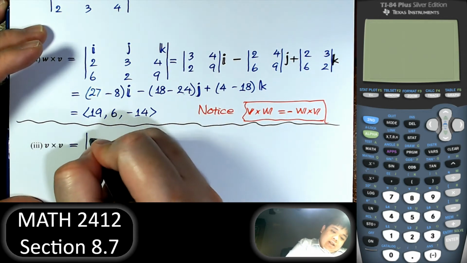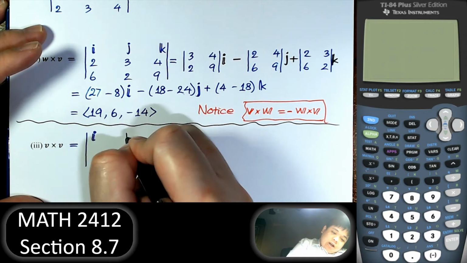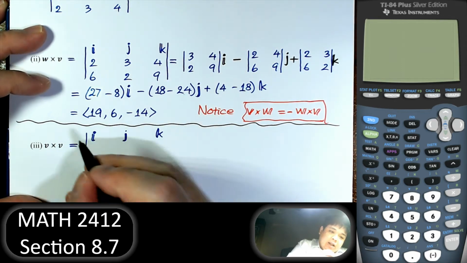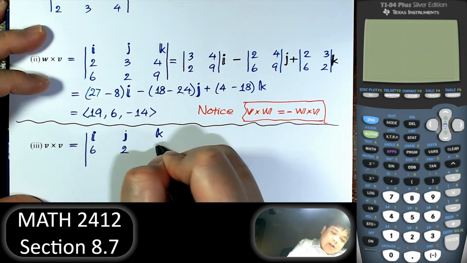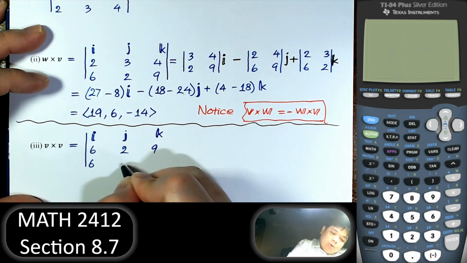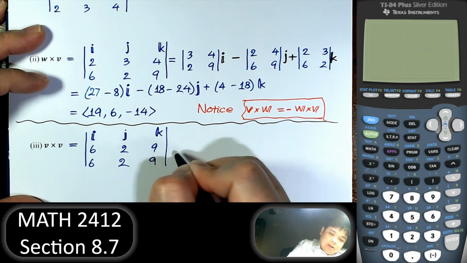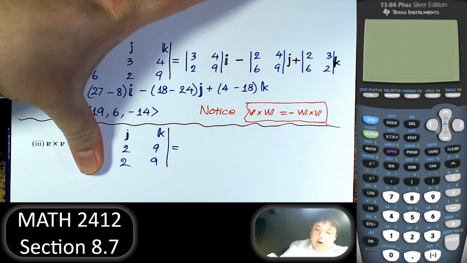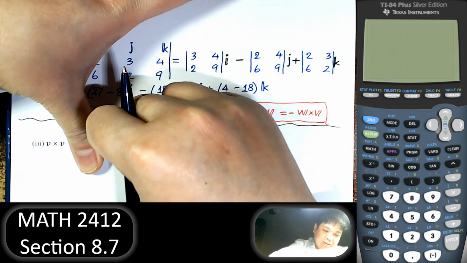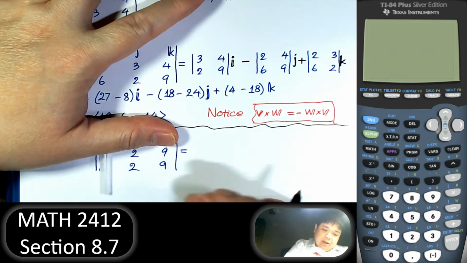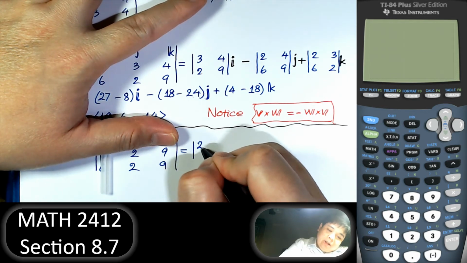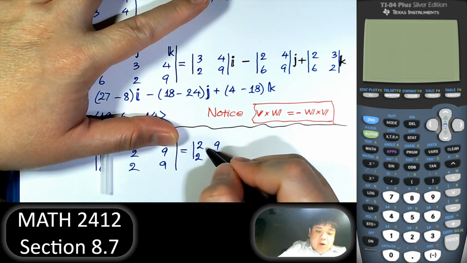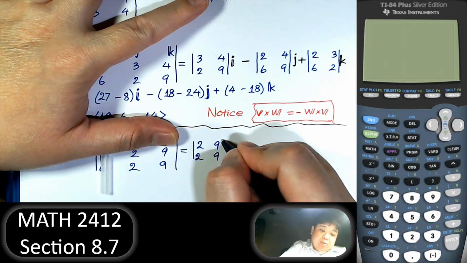Vector V, with the first row of course I, J, and K. Vector V is 6, 2, and 9. With respect to I, cover the row and the column. We have 2 and 9. By the way we write it, do not put a comma in between. Just give some space in between.